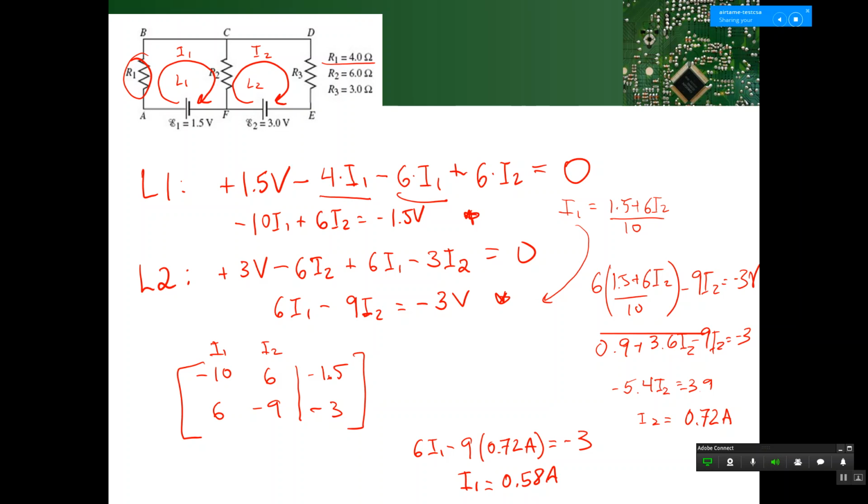All right, so the answer is going to be 0.72 amps and 0.58 amps for I2 and I1. Now the hard part. Whoa, what's going on with your screen there? Is that happening with you as well? Nope. Okay. Weird.